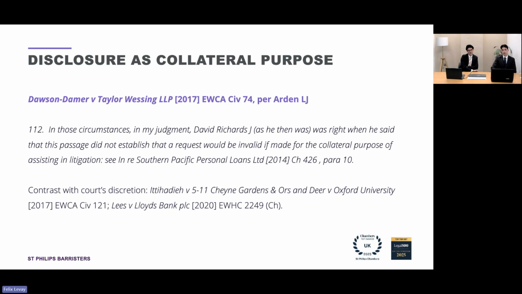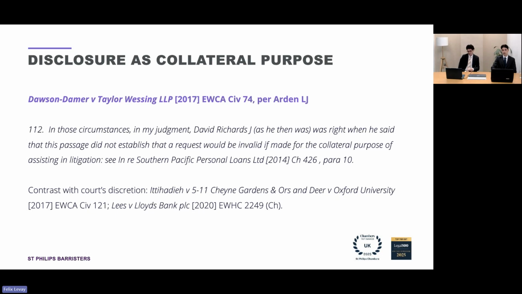The case on the slide is Dawson-Damer, and that is helpful because at paragraph 112, Lord Justice Arden speaks in terms of collateral purpose. So if the main purpose, or theoretically the main purpose, is getting access to your data per Article 15, if there's a collateral purpose of assisting in litigation, that does not make the subject access request invalid. And just a tiny point here. A lot of the cases we're going to be talking about are pre-2018, and are going to be referring to the Data Protection Act 1998. But those cases still apply. It's the same principles, and they've been applied fairly unproblematically in general.